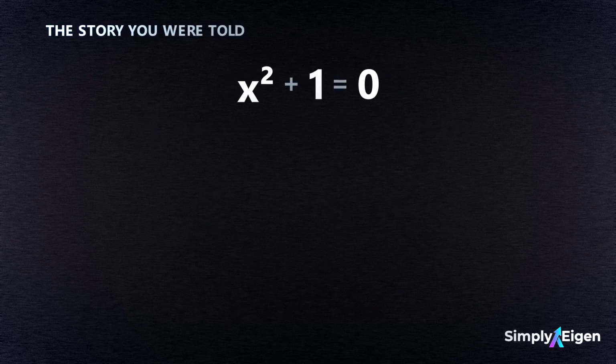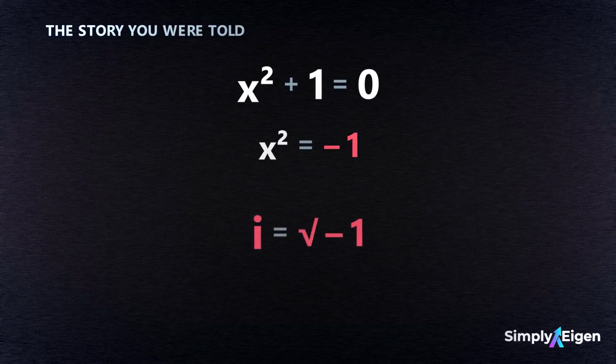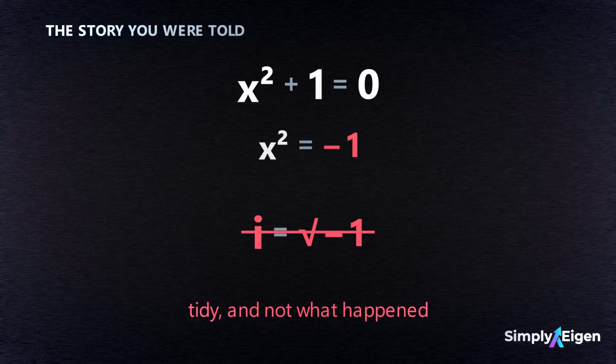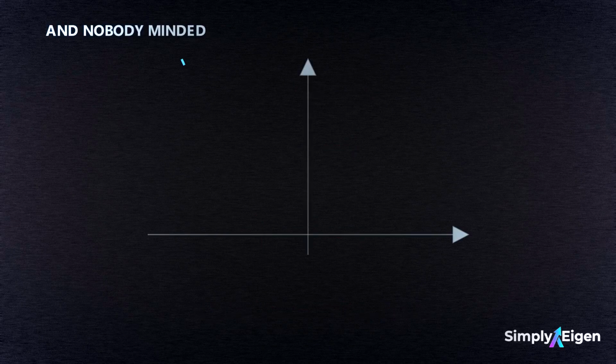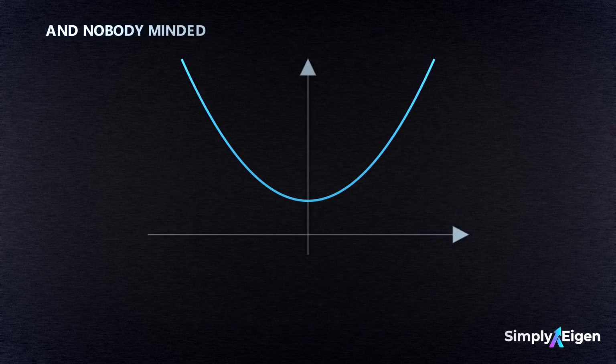Here is the story you were probably told. X squared plus 1 equals 0. Rearrange it and you need a number that squares to give -1. There isn't one. So mathematicians invented one and called it i. That story is tidy and it is wrong. Nobody invented anything because of that equation.